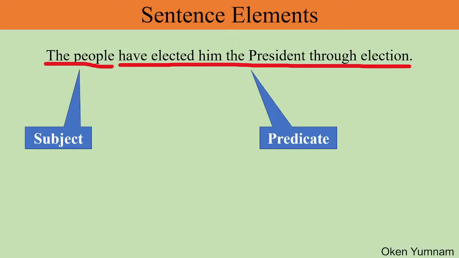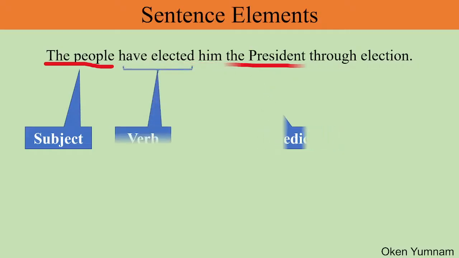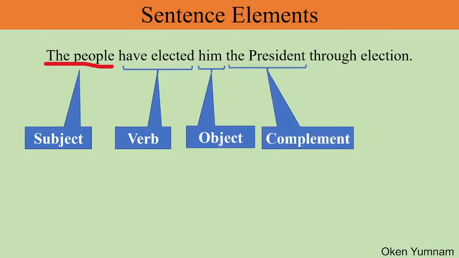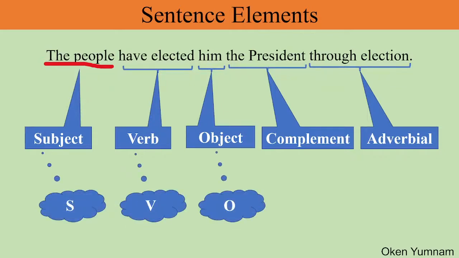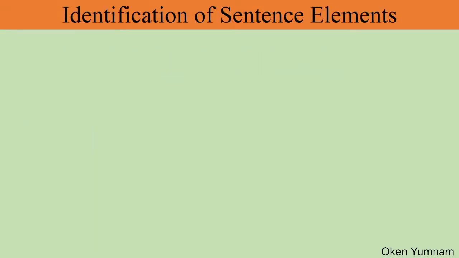And this predicate can further be subdivided into smaller units: have elected would be the verb, him the object, the president the complement, and through election the adverbial. So in the English language, we have these 5 sentence elements: subject, verb, object, complement, and adverbial. Sentences are formed by arranging these sentence elements into different patterns. Let's see how to identify these sentence elements.